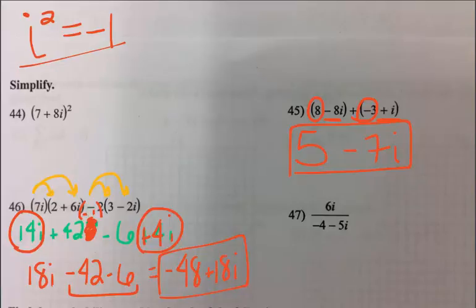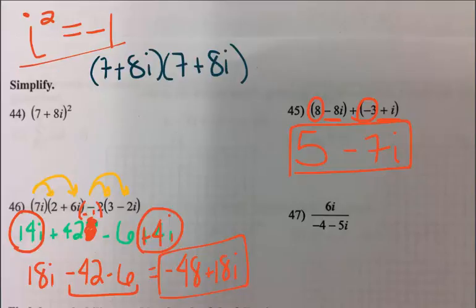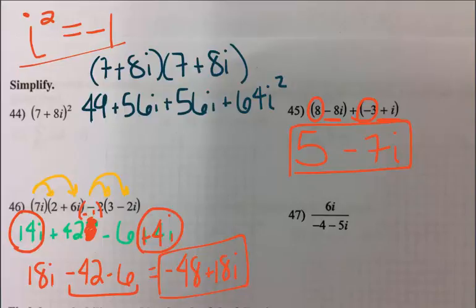44, what I do not want you to do is distribute that square. We don't do that because when we see two terms that have a square on the outside, we know that means you have to write it twice and you multiply. This is a FOIL problem. So let's see. First, outside, inside, last. We get 49 plus 56i plus another 56i plus 64i squared. So here's a few things we can fix.